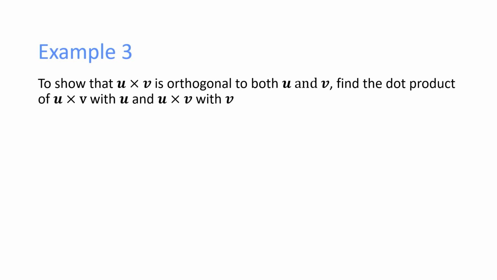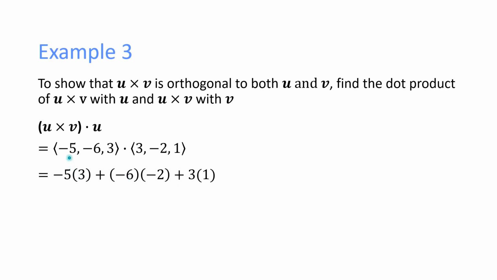To show that u cross v is orthogonal to both u and v, find the dot product of u cross v with u, and u cross v with v. U cross v dot u would be negative 5, negative 6, 3 dot 3, negative 2, 1. If we simplify this further, we have negative 5 times 3 plus negative 6 times negative 2 plus 3 times 1. And this would simplify to 0.